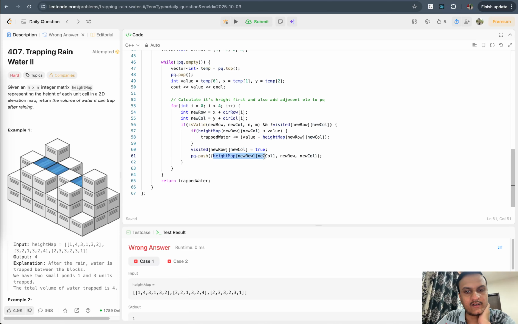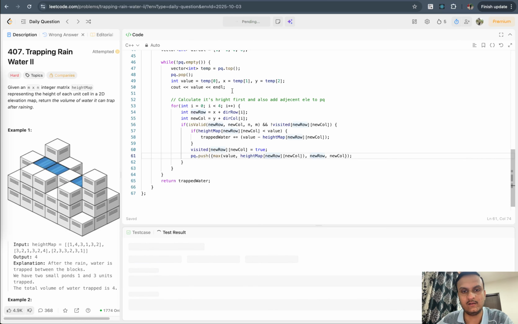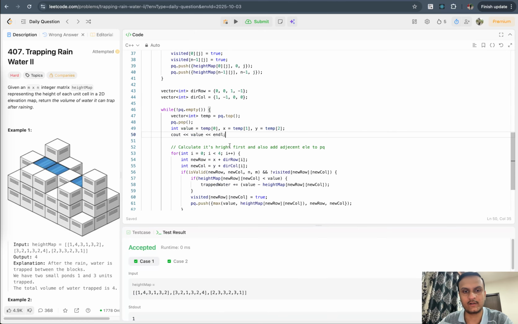Oh, okay, I got it. Here we have to push the maximum height of these both, right? Yes, so we have to push the wall height here, correct? Yeah, max of value comma the wall height comma this height. I think we have to push that value inside, otherwise, yeah, got it.